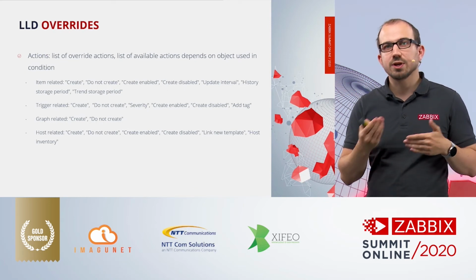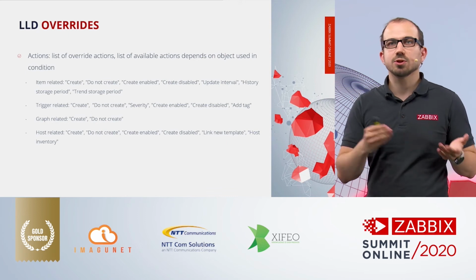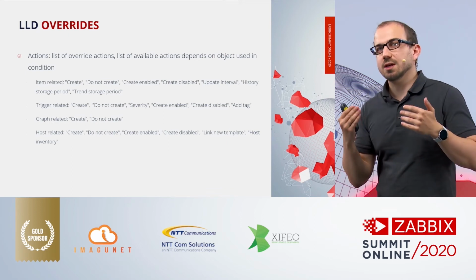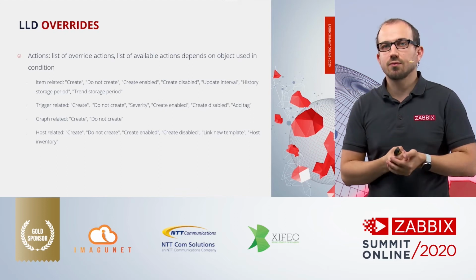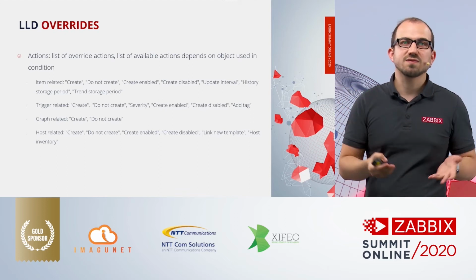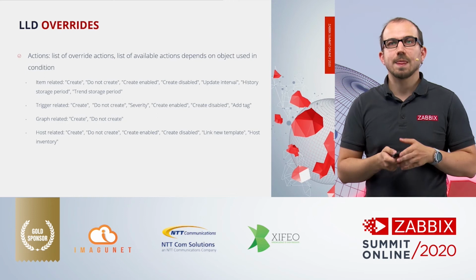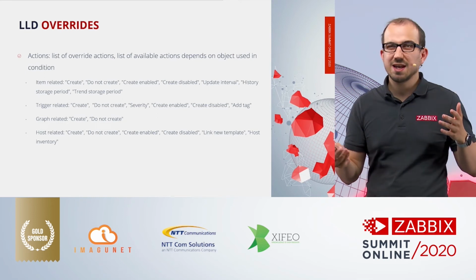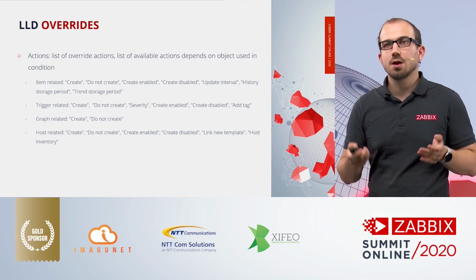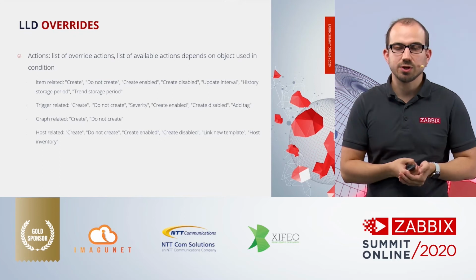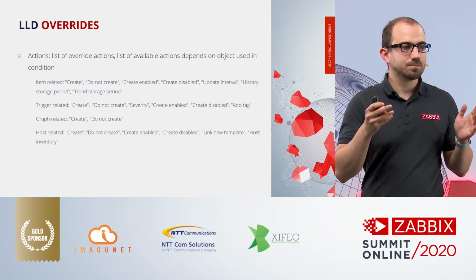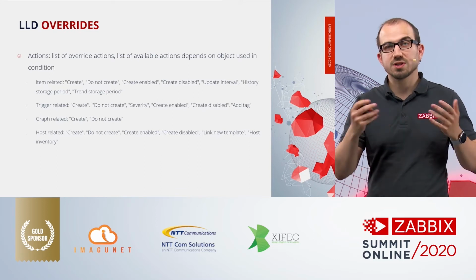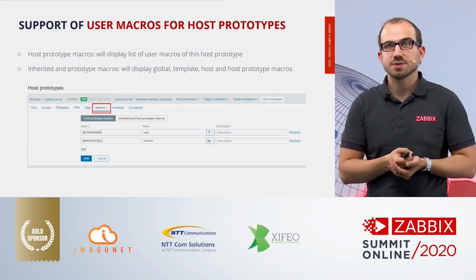item-related actions like create item, do not create item, create enabled, create disabled. Basically, the same goes, well, not the same, but quite close for the triggers, graphs, and of course, for the host. So you can, again, create, do not create, disable, blink something, change history keeping, and so on and so on. So absolute individuality while talking about discovery of multiple items.